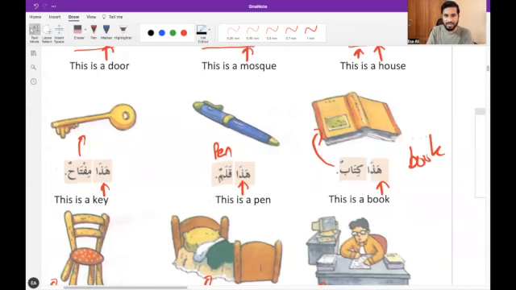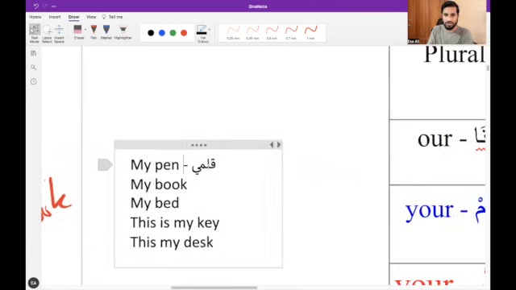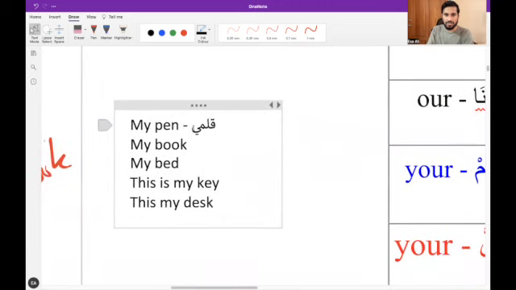word for pen is qalamun. So then we say qalam, we add that, and then we add the ya to the end, which gives us qalami. So we can just zoom in there, and you'd see that this is now qalami, which would give us the meaning of my pen. My book would then be, you write the word again, kitab, and you add ya to the ending, which will give us kitabi.